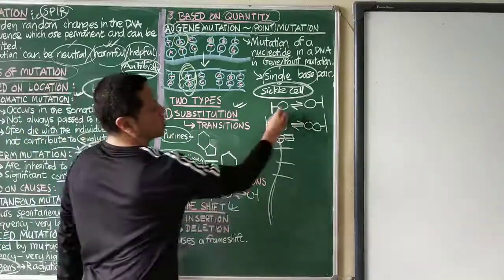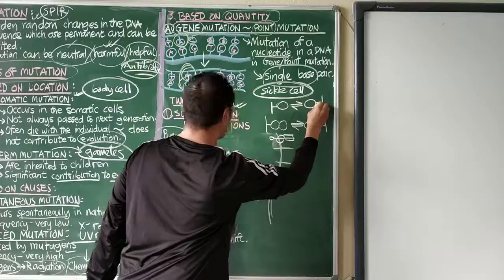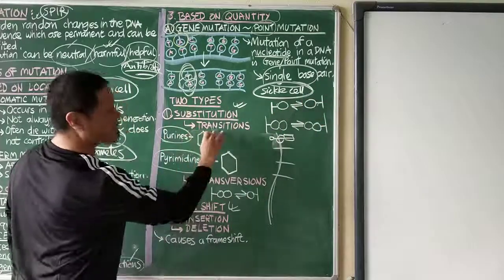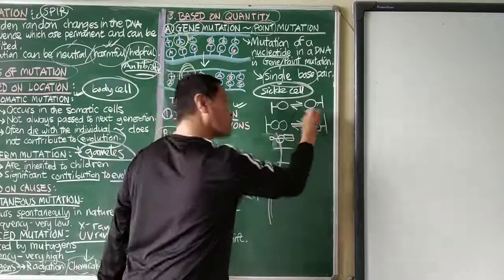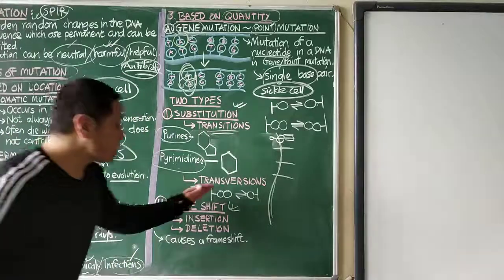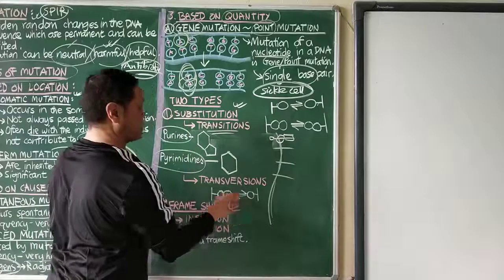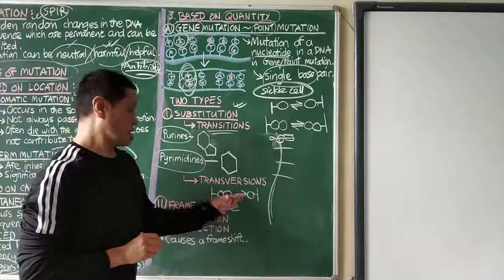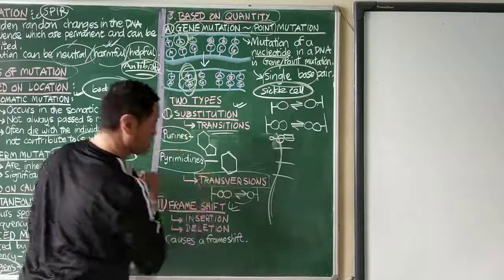So if a pyrimidine is replaced by a pyrimidine, that's transition. Or a purine is replaced by another purine, that's transition again. Transversion is where a purine is replaced by a pyrimidine. That is what transversion is.